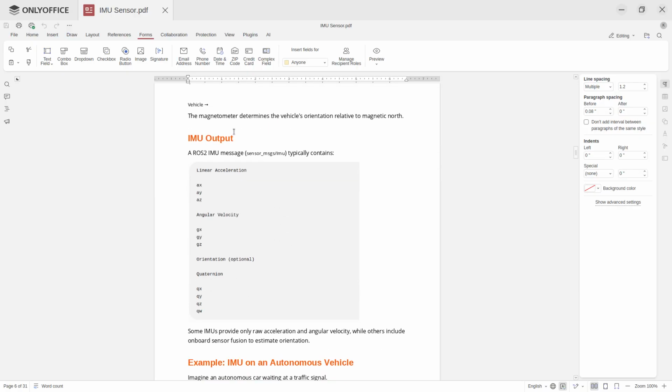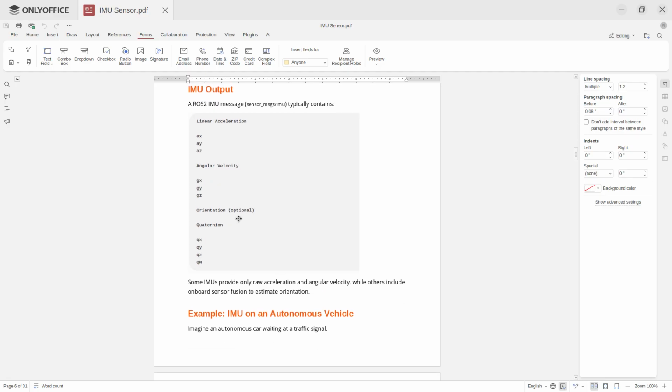Now IMU output. What does an IMU output actually look like? In a ROS2 sensor messages IMU message, it typically contains linear acceleration x, y, z, angular velocity gx, gy, gz, and orientation, which is optional. In case it is a 9-axis, then quaternion qx, qy, qz, qw. So this is optional.